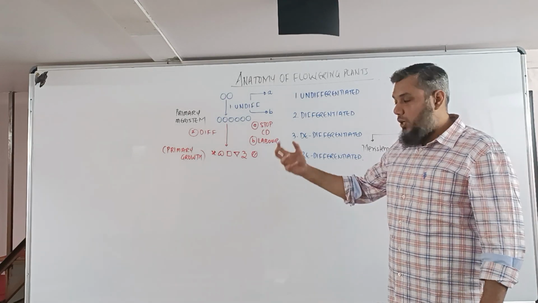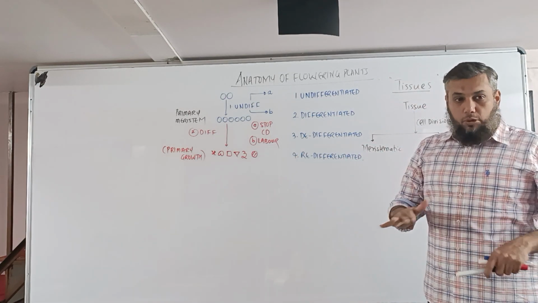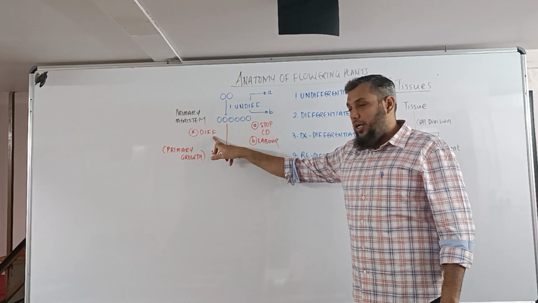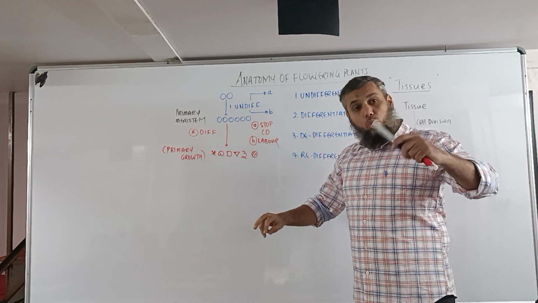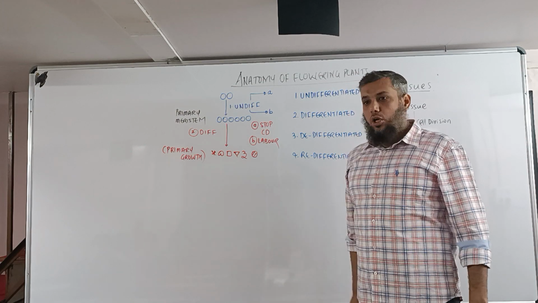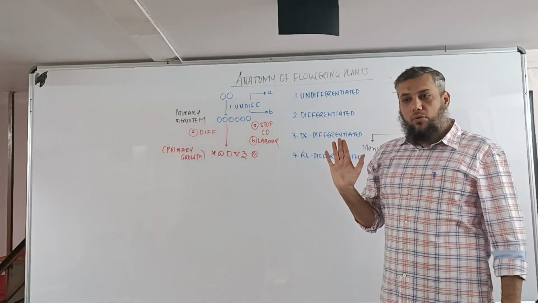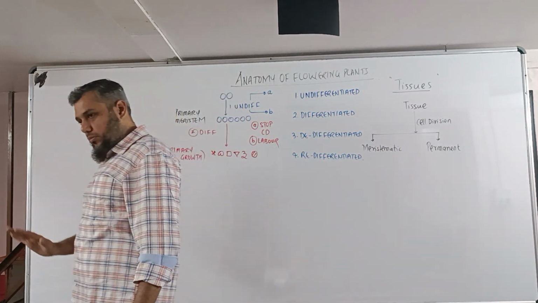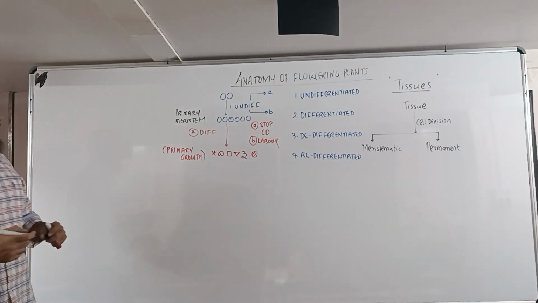They take up specific work and they stop the process of cell division. Now the process is called differentiation, and the growth they bring about is called primary growth. Now, are all the cells same or different now? Different. So the process is called differentiation. Clear, everybody?